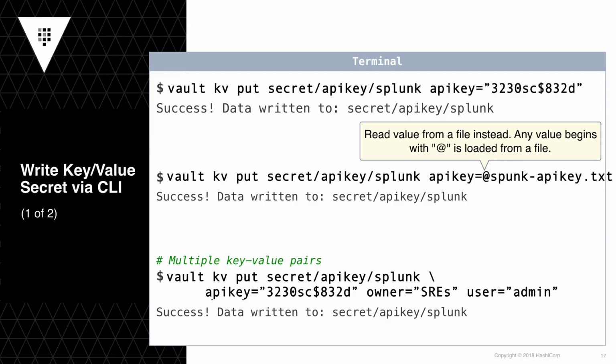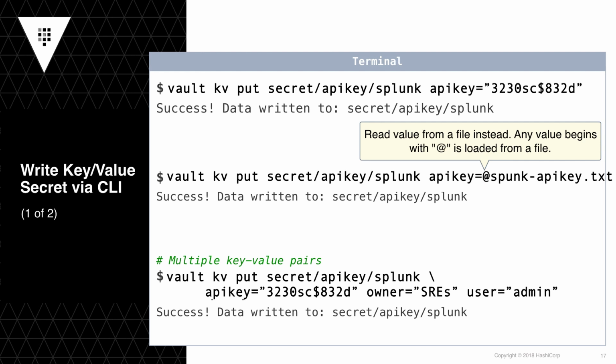Let's take a look at some example commands for writing secrets using the KV secret engine. For starters, let's say we have a requirement to store an API key for Splunk. We would execute the following command: vault kv put secret/apikey/Splunk apikey="the API key itself". Next, we can read values from within files stored in the local file system simply by appending the @ character to the name of the file.